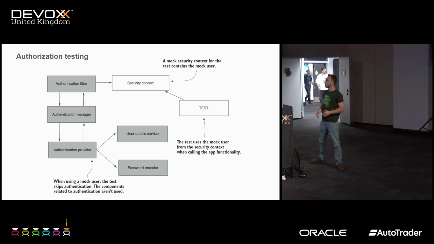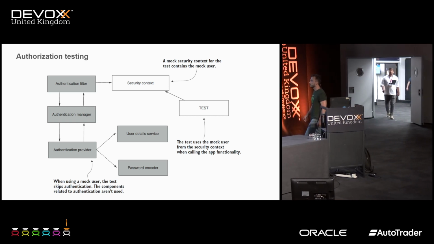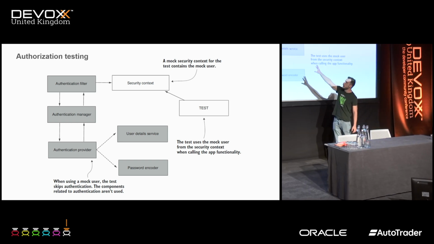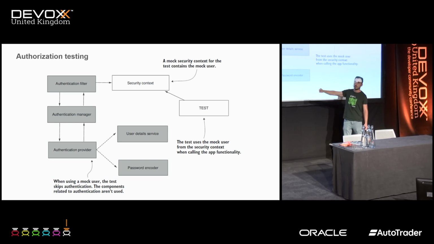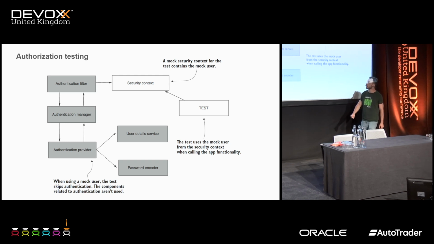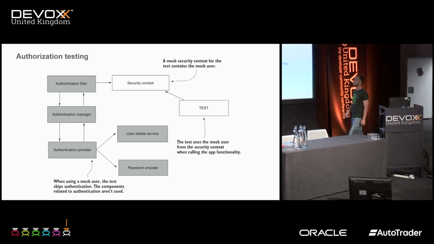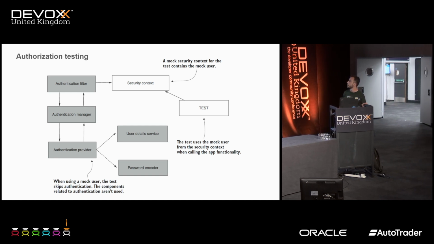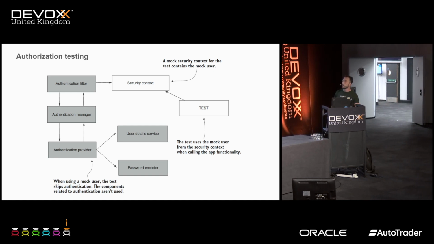And if you were yesterday at Daniel's presentation, you might actually recognize the filter, the manager, the authentication providers, and then we might have or not a user details service or password encoders, depending on what kind of authorization we make. Why is this diagram essential for our talk today?